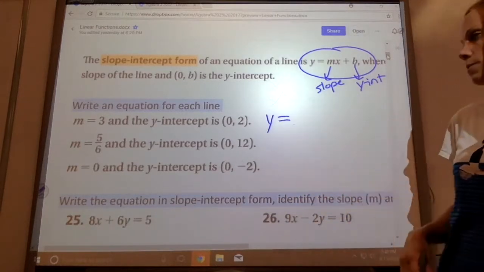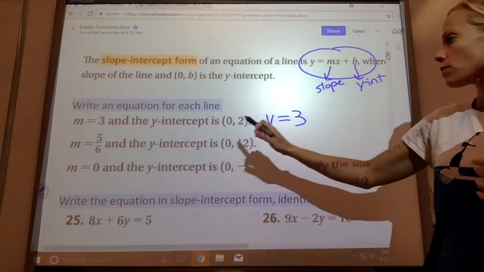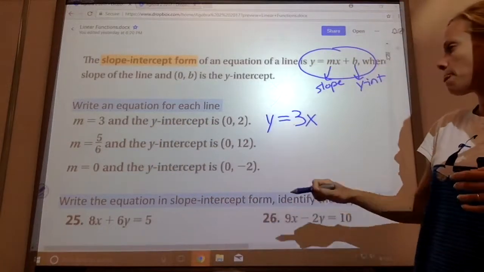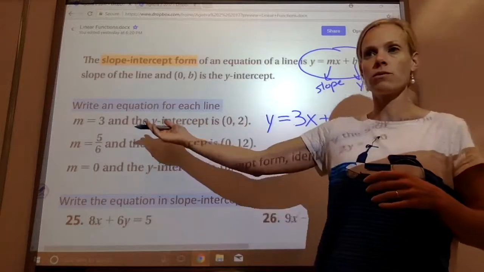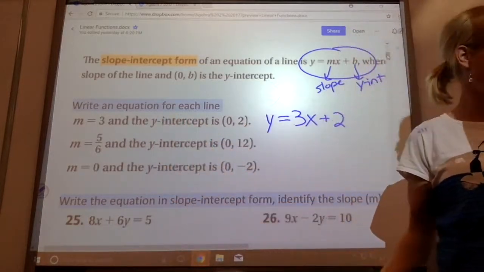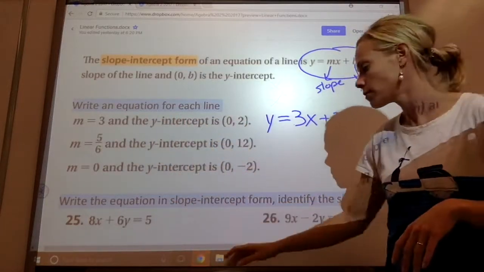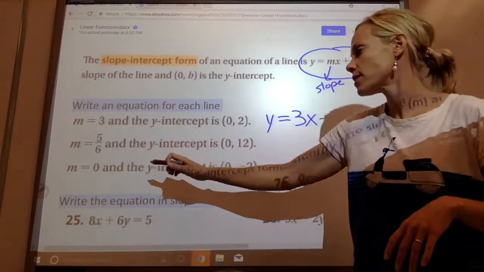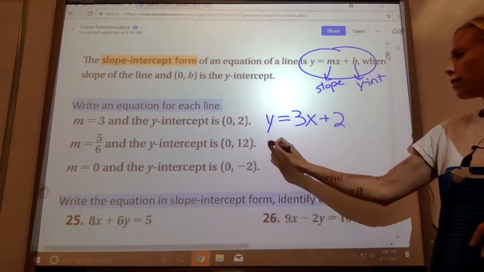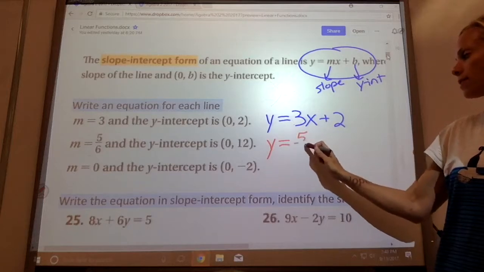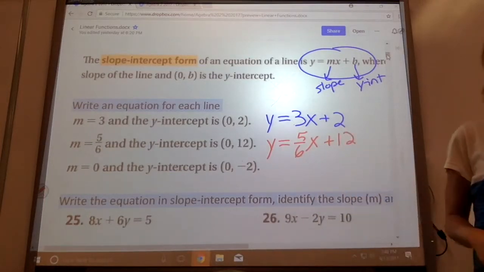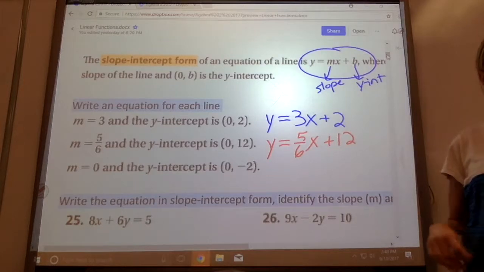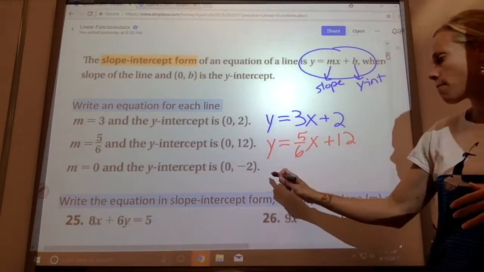y equals, what's my slope? 3. So put that in for m. What's my y-intercept? 2. So the equation for this would be y equals 3x plus 2. The next one, my slope is 5/6. My y-intercept is 12. So y equals 5/6 x plus 12. Right? Just put slope for slope, y-intercept for y-intercept.